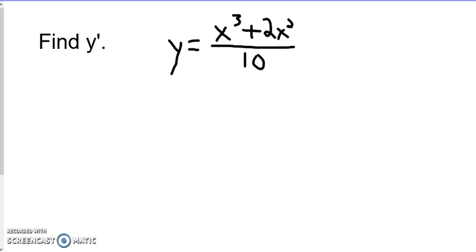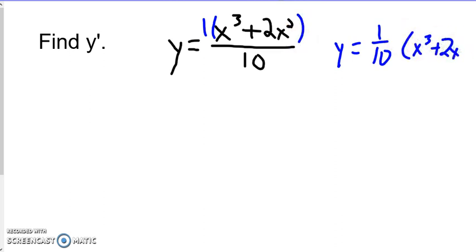Well, it looks like we have a fraction. However, when we have an integer in the denominator, we actually should be able to rewrite this problem by pulling out that fraction. So I actually have a 1 out in front of that. So I can pull out the 1/10 times quantity x cubed plus 2x squared. So now I have a first term and a second term, so I can apply my product rule.